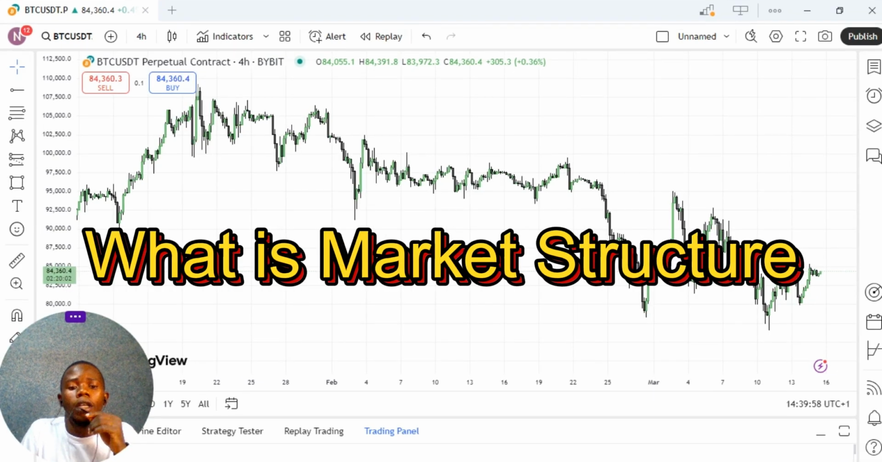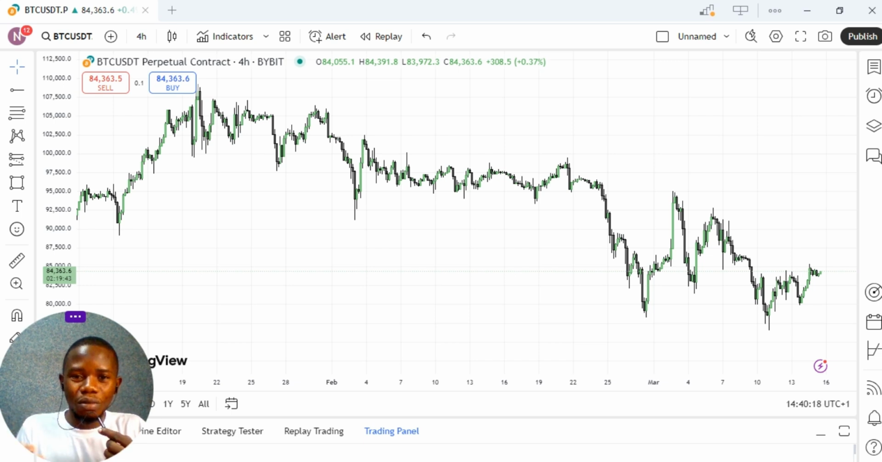All right, so this is market structure. What is market structure? Market structure is just the movement of the market, how the market is moving. Is the market moving in an uptrend? Is it moving in a downtrend? That is basically what market structure is.